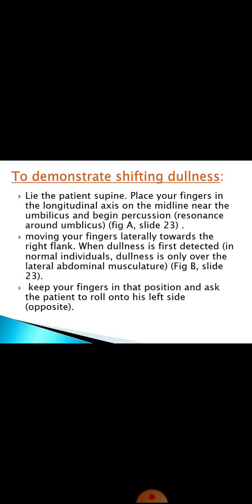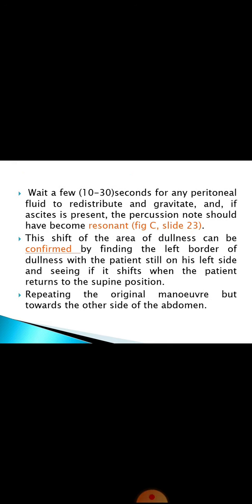When dullness is first detected, we fix our fingers in that position and ask the patient to roll onto his left side, or his opposite side. Wait a few seconds, from 10 to 30 seconds, for any peritoneal fluid to redistribute and gravitate. If ascites is present, the percussion note will shift from dullness to resonance.